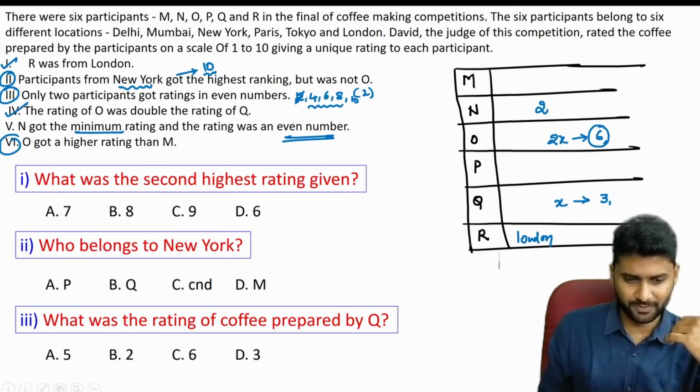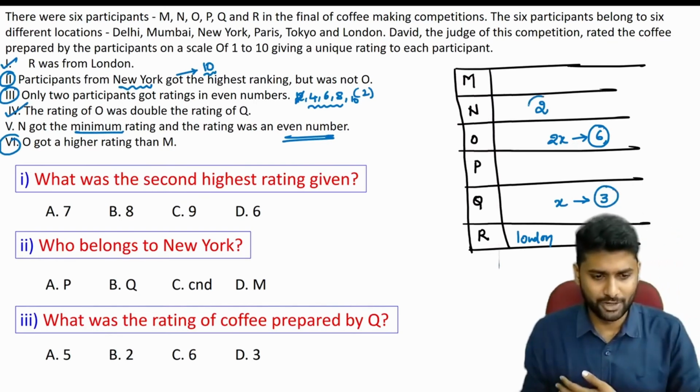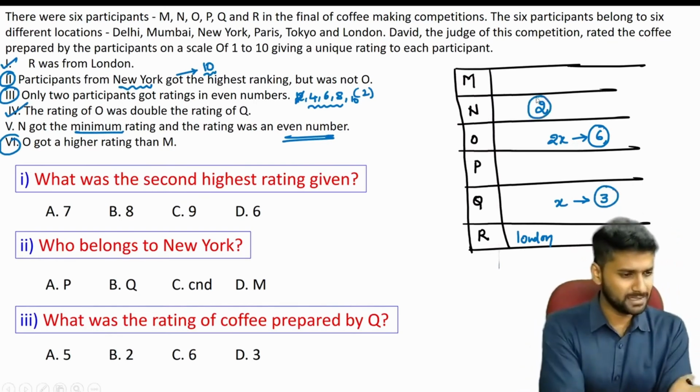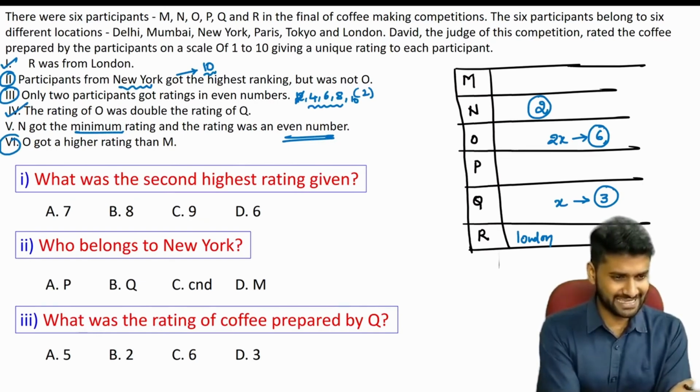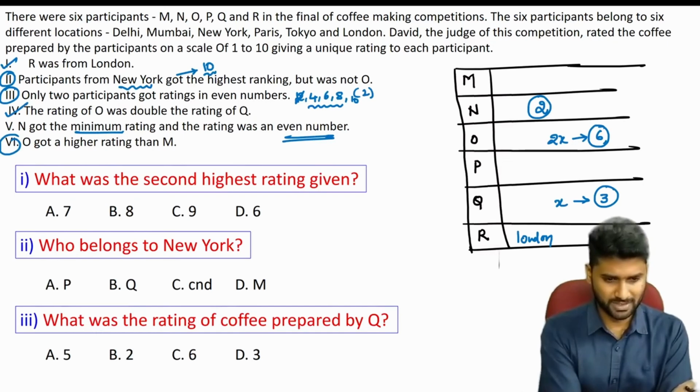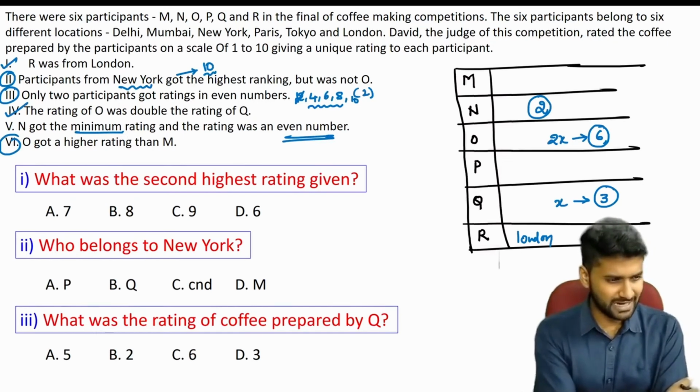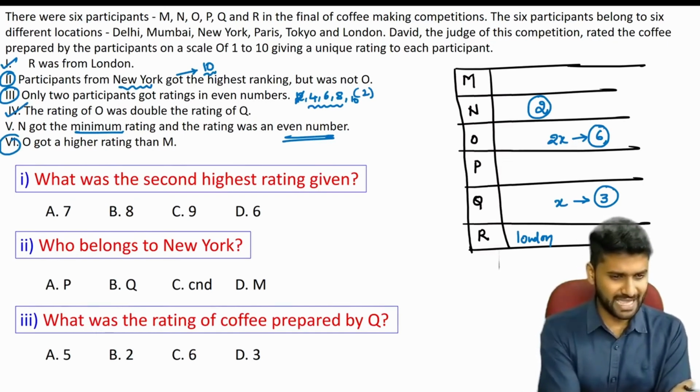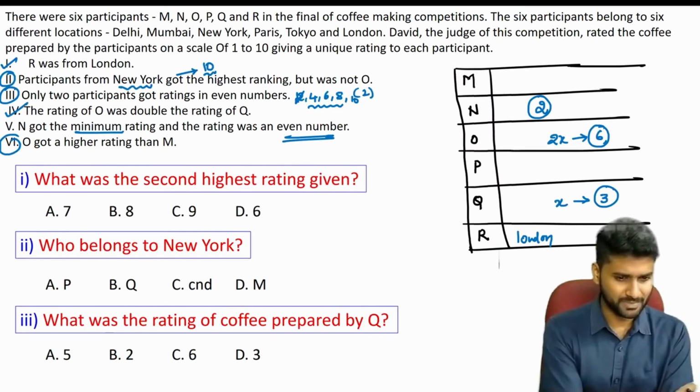So we can confirm that Q got third rank and O got sixth rank and got second rank. Now, whatever the information we have, the participant from New York got the highest ranking. But not W. So, can we consider 10? Okay, so R is not that person. So, either it can be P or M.